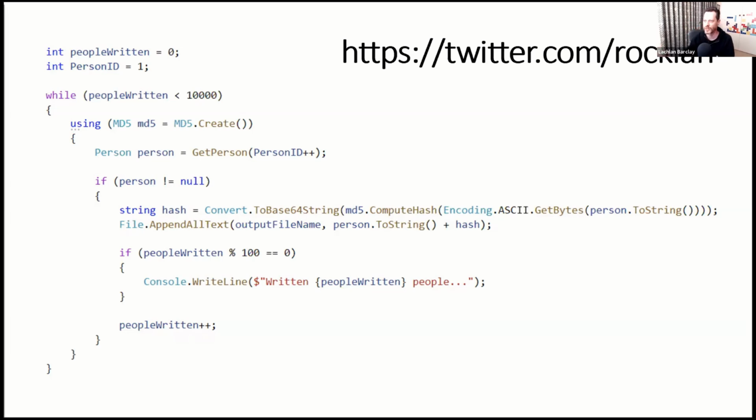So this bit of code here, it's looping through 10,000 people, and it's fetching one out from the database. Not sure if you guys can see my mouse, but there it is. It's getting a person. It's calculating an MD5 hash for that person, which is no longer secure, by the way, so don't rely on that for anything. It's appending that out to disk, and then every 100 people, it's printing out to the console that we're doing something.